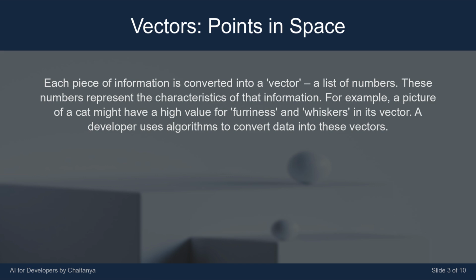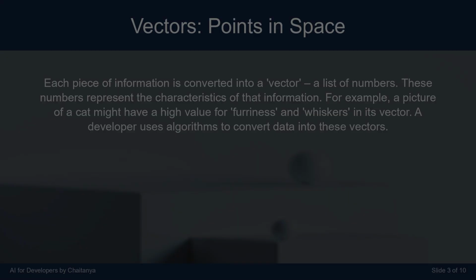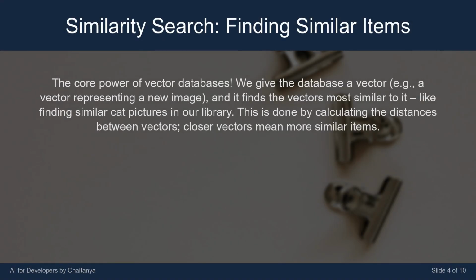A developer uses algorithms to convert data into these vectors. The core power of vector databases: we give the database a vector, e.g., a vector representing a new image, and it finds the vectors most similar to it, like finding similar cat pictures in our library. This is done by calculating the distances between vectors. Closer vectors mean more similar items.